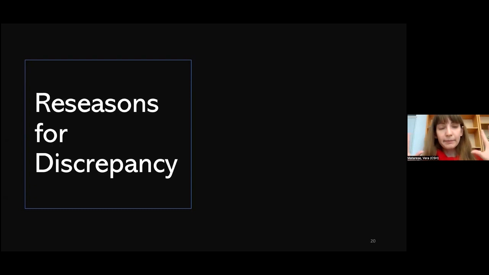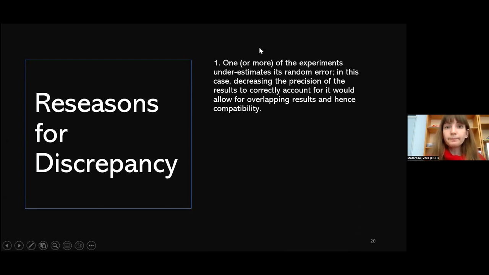Okay. So now that we have talked about the different kinds of errors that might affect our experimental results, let's go back to the reasons for the discrepancy. We said one reason was the failure of the Lambda CDM model. Another reason was that one of the experiments was wrong, right? Let's focus on this second hypothesis and unpack it in light of the different kinds of error. One possibility is that one or more of the experiments, Planck, SH0ES, or CCHP, underestimates its random error. If we decrease the precision of the results, then probably we will be able to find a sort of compatibility.